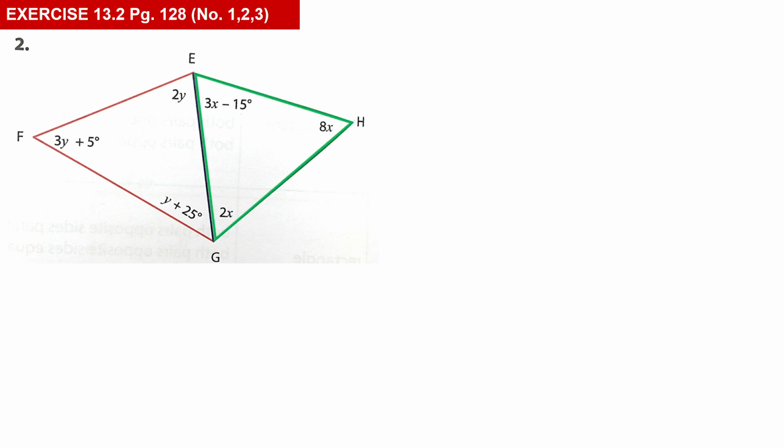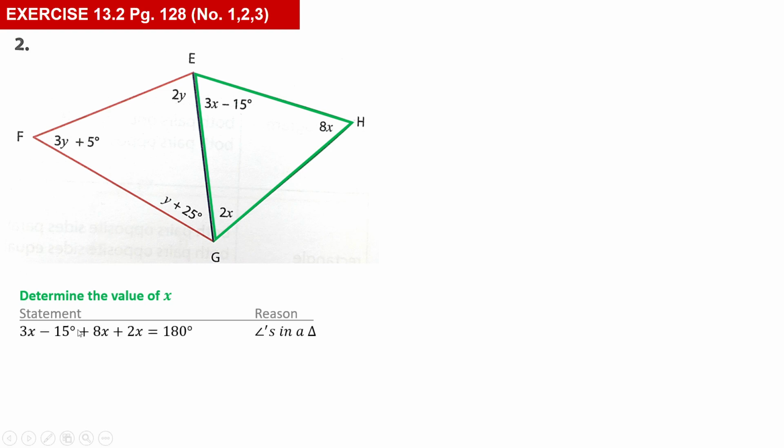Okay, I'm going to start in that green triangle. I know that the angles of a triangle add up to 180, so if I say that plus that plus that equals 180, I should be able to work out x. Okay, so I'm going to start with doing my statement and reason column. There's my 3 angles being added together to give me 180 degrees. There's my reason, angles in a triangle.